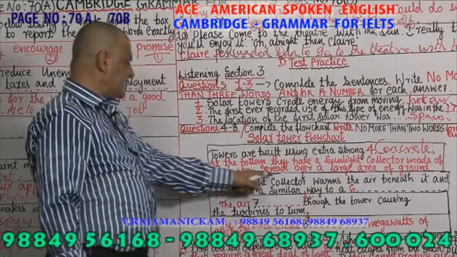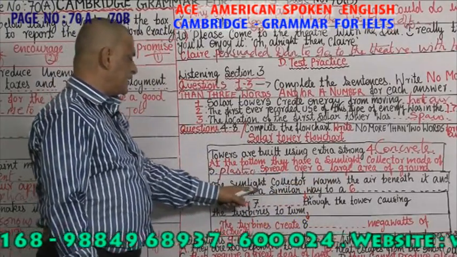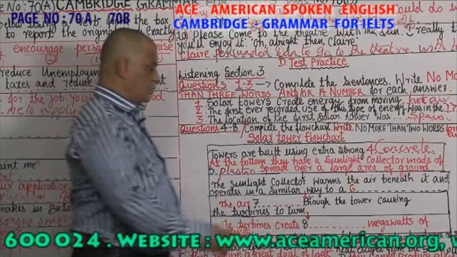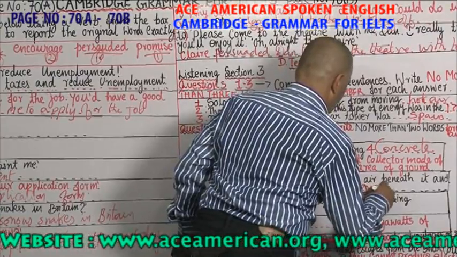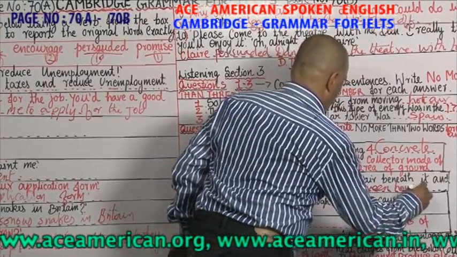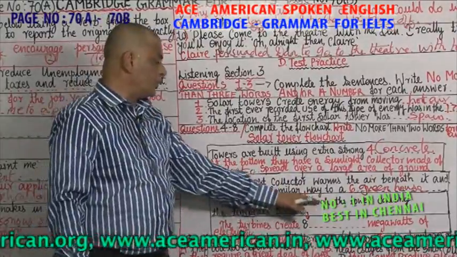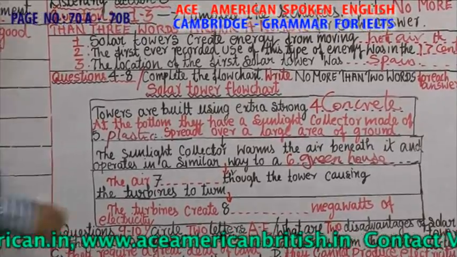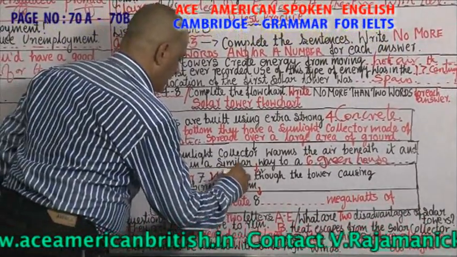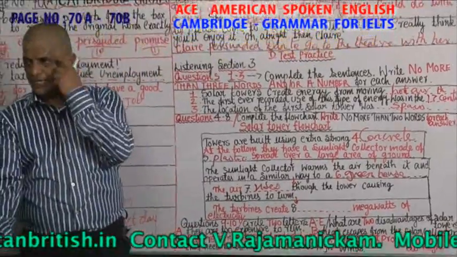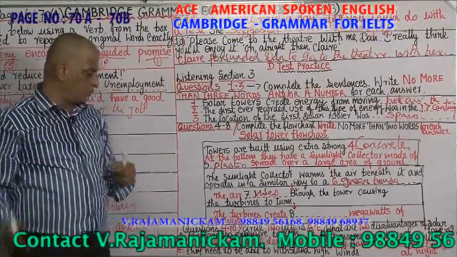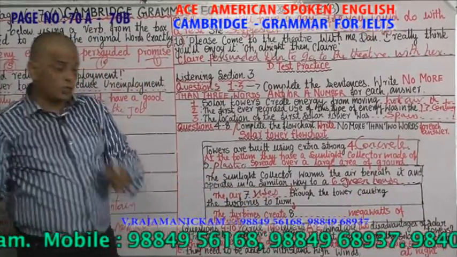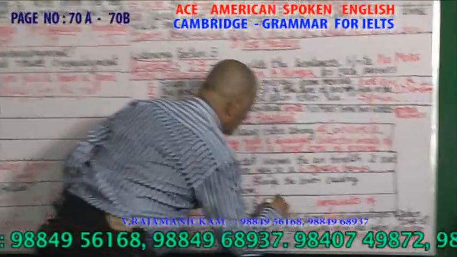The sunlight collector warms the air beneath it and operates in a similar way to a greenhouse. The air dash through the tower, causing the turbines to turn. The air rises. So the air rises through the beneath of the plastic and goes up and makes the turbine move, right? The turbines create dash megawatts of electricity. 200 megawatts.